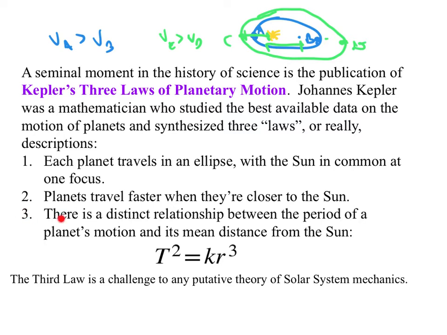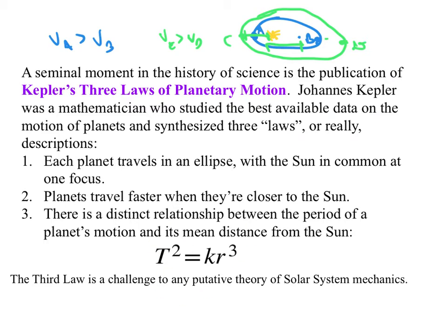Kepler's third law is that there's a distinct relationship between the period of a planet's motion and its mean distance from the sun. So how long it takes to go around once, that's one period, and what its average distance is from the sun. We're going to treat orbits as basically circular, even though Kepler says they're elliptical. They're very close to circular, and we don't lose a lot by assuming they are circular. And therefore, he phrased his relation as that the square of the period is proportional to the cube of the distance. This is very bizarre.